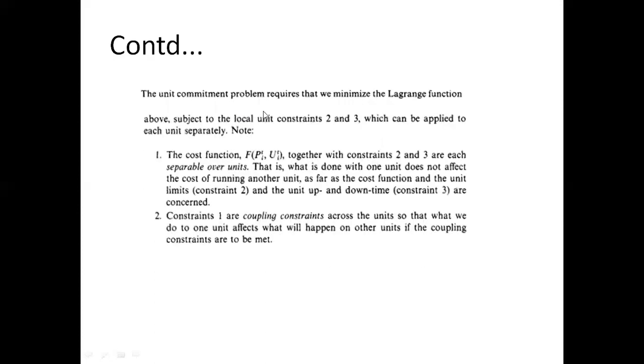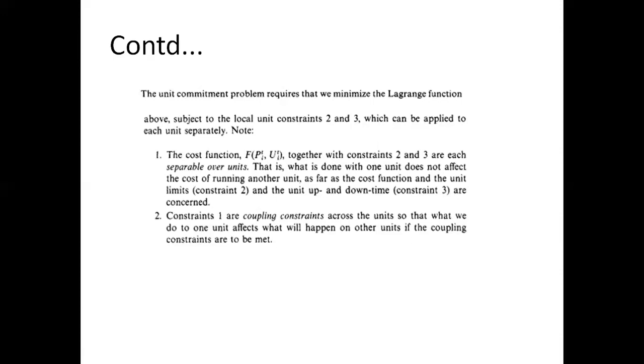For the unit commitment problem, it is required that we minimize the Lagrange function subject to the local unit constraints 2 and 3, which can be applied to each unit separately. We have to minimize the Lagrangian function, where the cost function F, a function of P_it and U_it, together with the constraints 2 and 3 that we have already seen, are each separable over units.